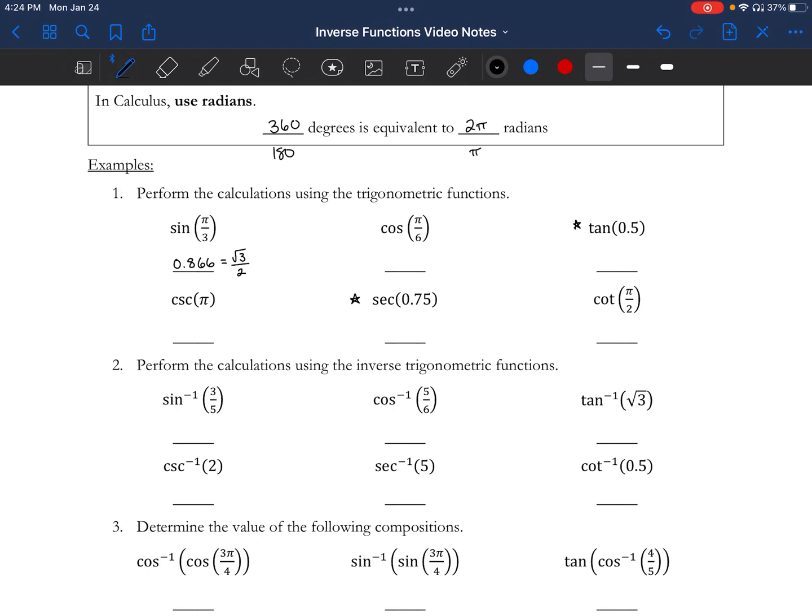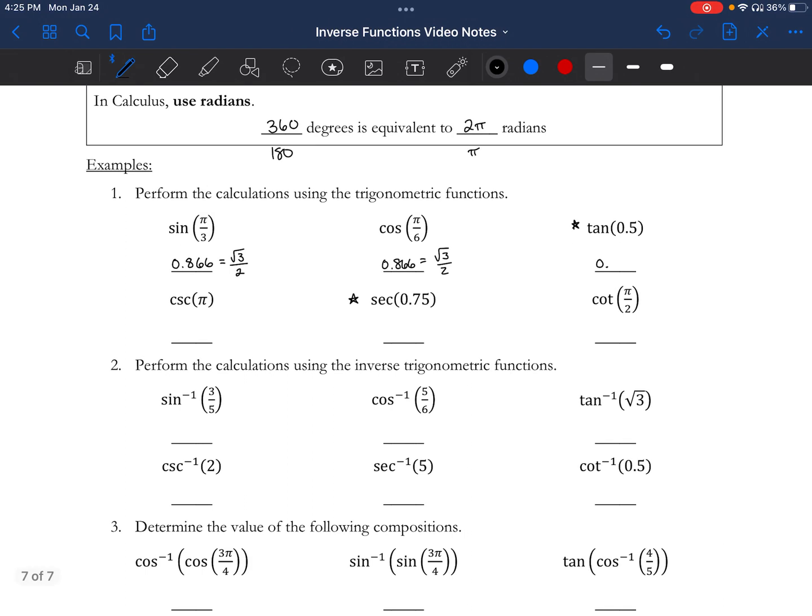So I could also do cosine of pi over 6. Again, I could do the unit circle, and it would also give me the square root of 3 over 2, which is 0.866. Now, with this tan of 0.5, I cannot do the unit circle. That's not one of our angles on the unit circle. The answer that you get, you have to do this with the calculator, tangent of 0.5 is 0.546. And it keeps going. I'm just, again, rounding to 3 decimal places. I'm trying to round appropriately.